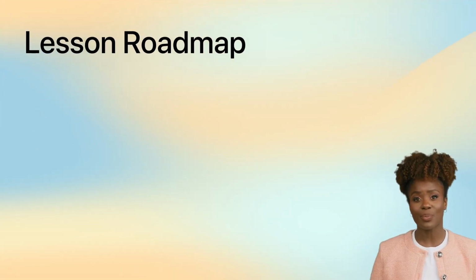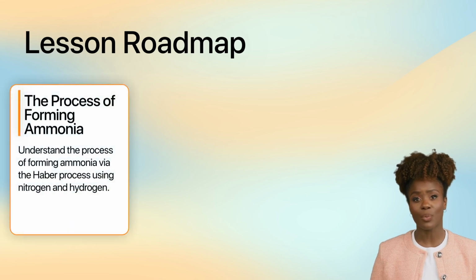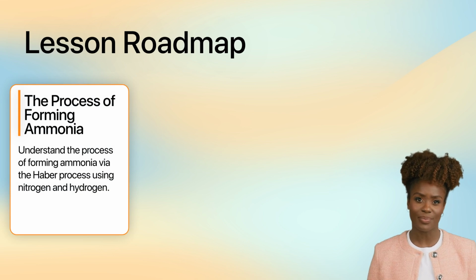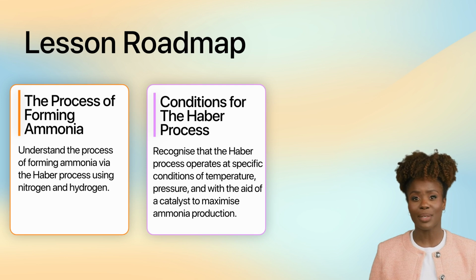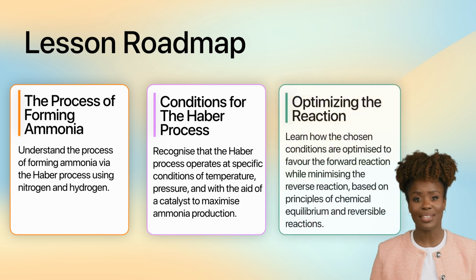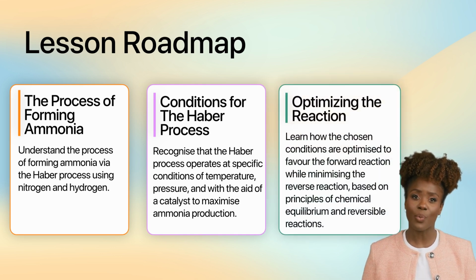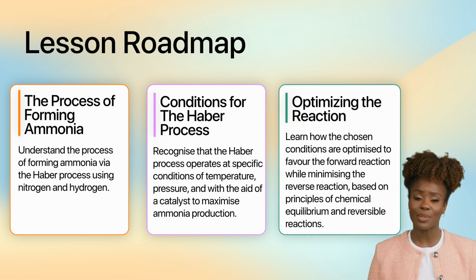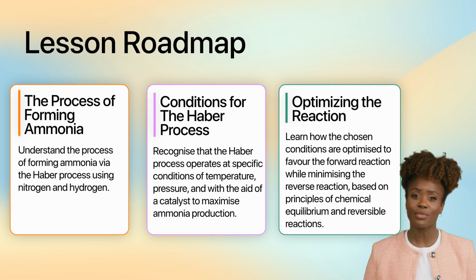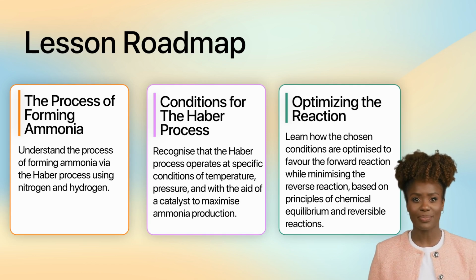In today's lesson, we will first understand the process of forming ammonia via the Haber process using nitrogen and hydrogen. We will then recognize that the Haber process operates at specific conditions of temperature, pressure, and with the aid of a catalyst to maximize ammonia production. Finally, we will learn how the chosen conditions are optimized to favor the forward reaction while minimizing the reverse reaction, based on principles of chemical equilibrium and reversible reactions.